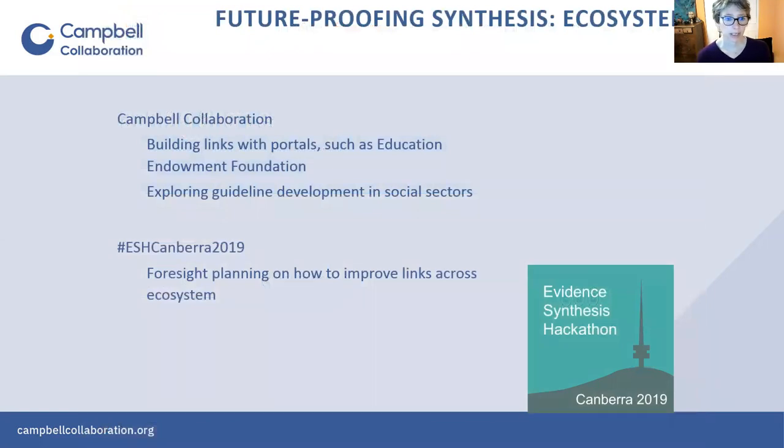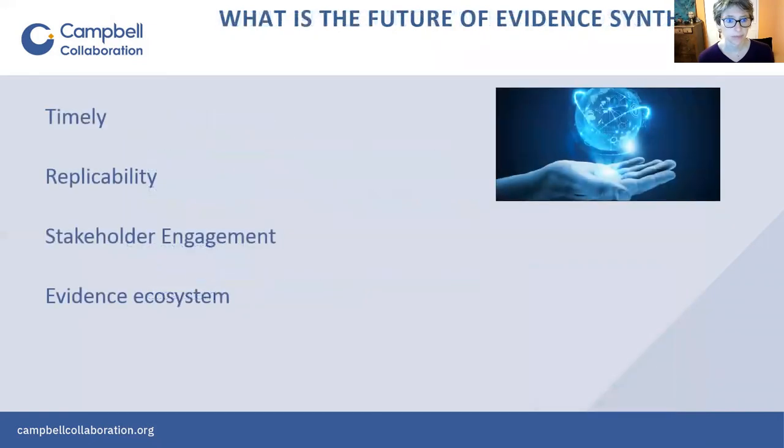So what are we doing for the ecosystem? In Campbell, we're building links with portals such as the Education Endowment Foundation so that it's built on rigorous systematic reviews. We're also exploring guideline development in the social sectors. What do we do at the hackathon? We looked at foresight planning about how to improve those links across the ecosystem.